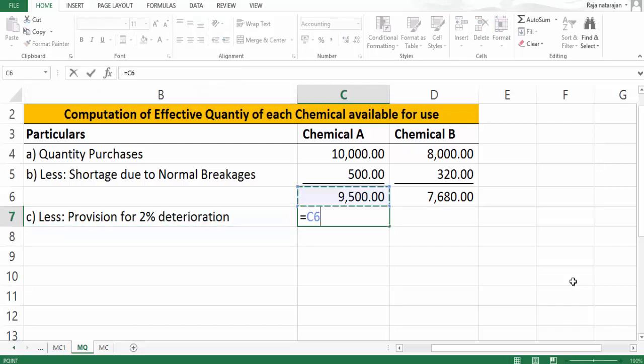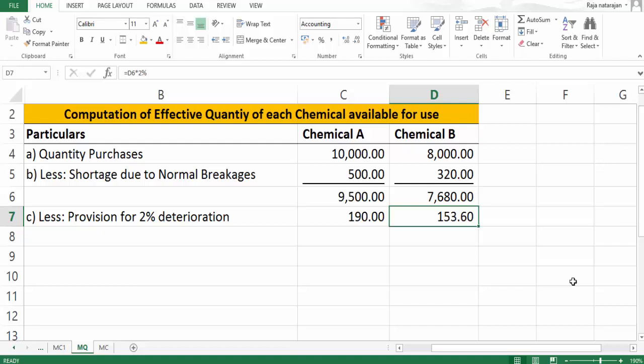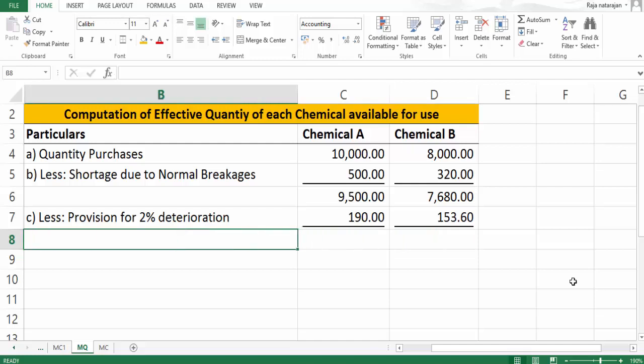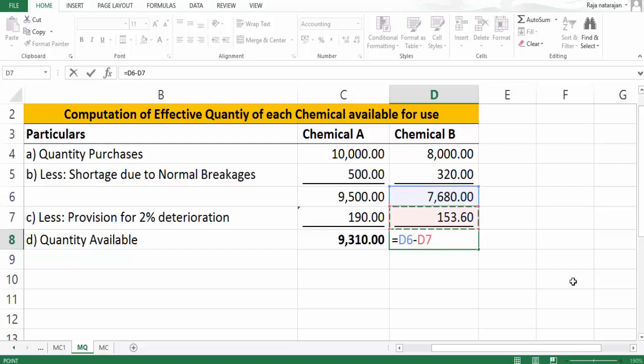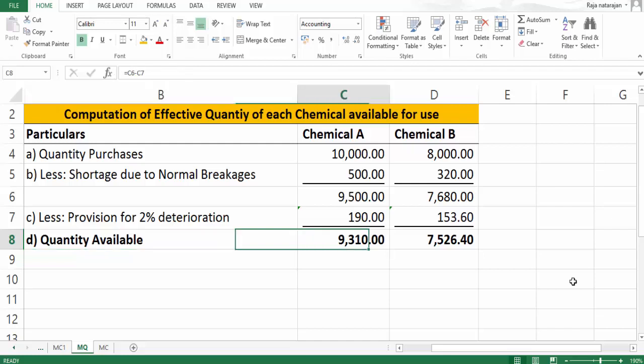Now from this let us deduct 2% deterioration, less provision for 2% deterioration. So 9,500 multiplied by 2%, 190. 7,680 multiplied by 2%, which is 153.6. So now we'll be able to find the exact quantity available, item number D. Quantity available will be 9,500 minus 190, 9,310, and here 7,680 minus 153.6, so it is 7,526.4. This is the effective quantity that is going to be available.